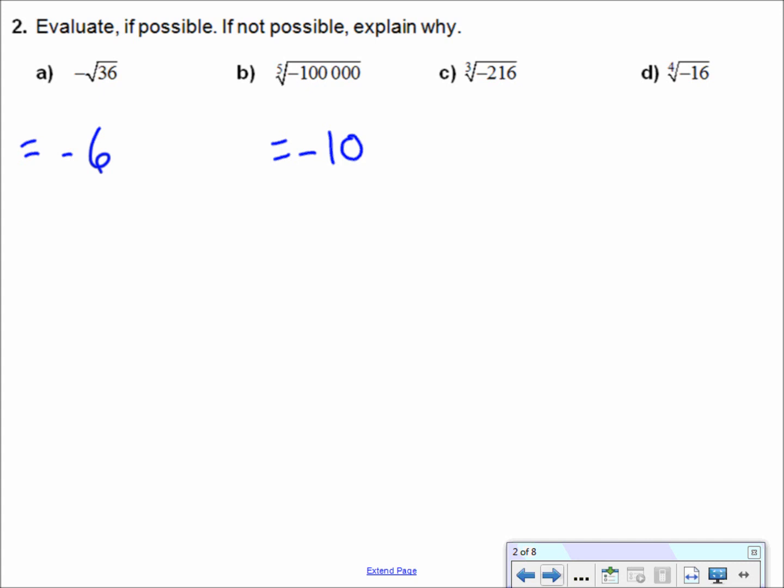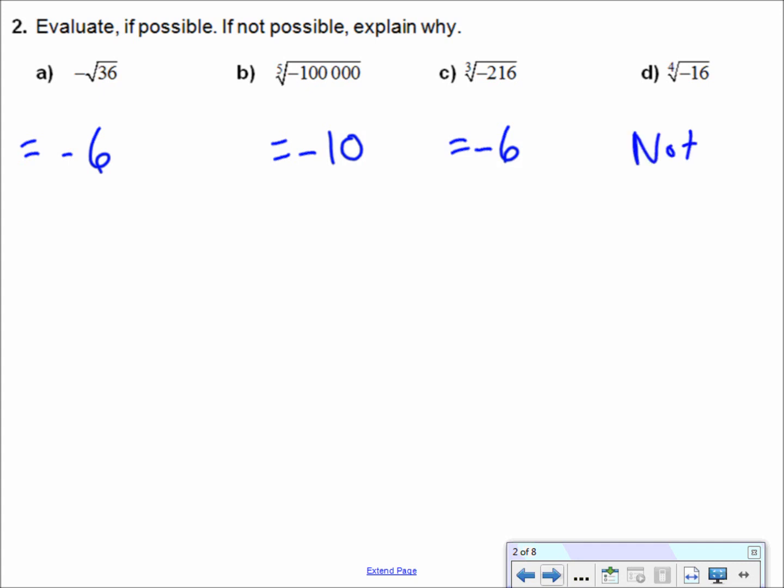Next, the 3rd root. I hit the math button, go to row 4, and enter negative 216. I get negative 6. Next, I'm going to go 4, my math button, row 5, and negative 16. I should get an error. Yeah. Okay, it's not a real number.